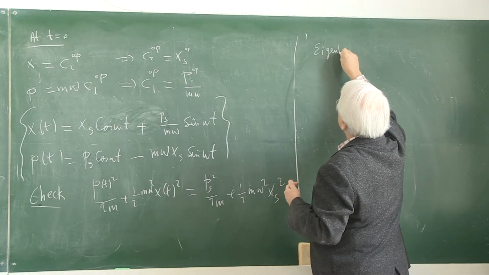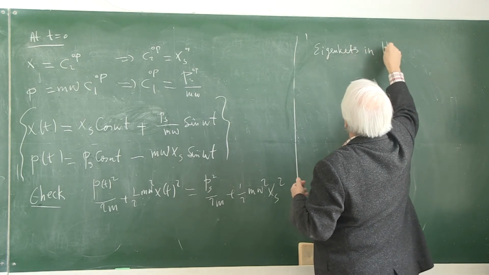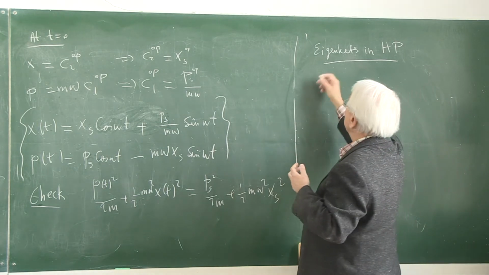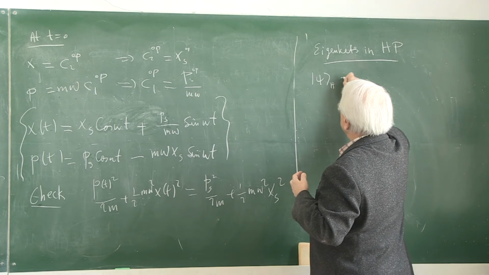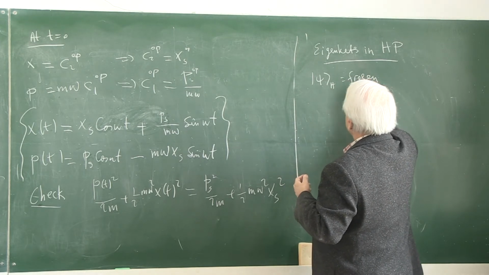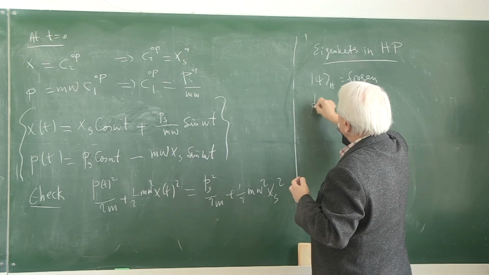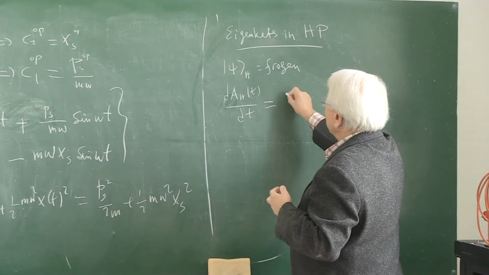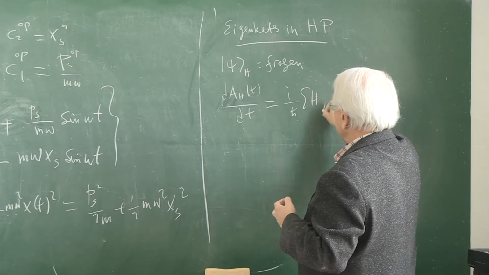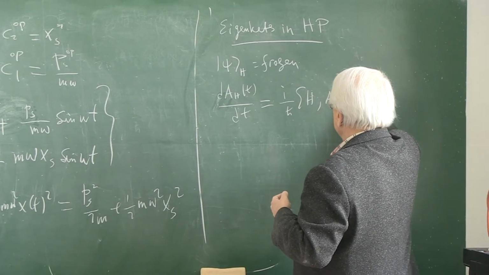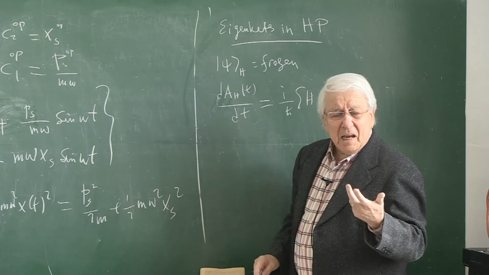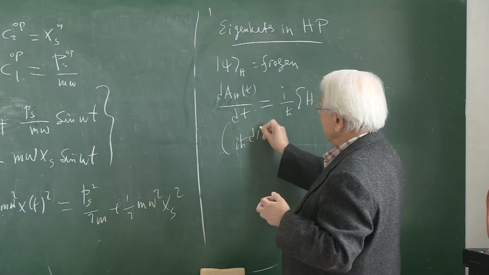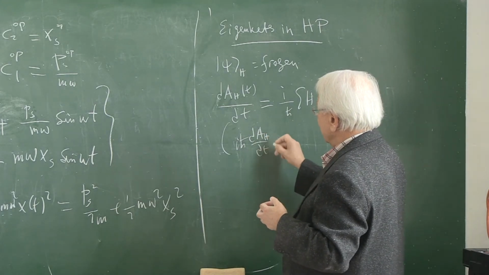Eigenkets in the Heisenberg picture. Again, the general feature was that the eigenkets are frozen and the observables satisfy the following condition. Slightly aesthetically, of course, a different version of this equation may be a bit suggestive. As I said, it's the same equation written a slightly different way.